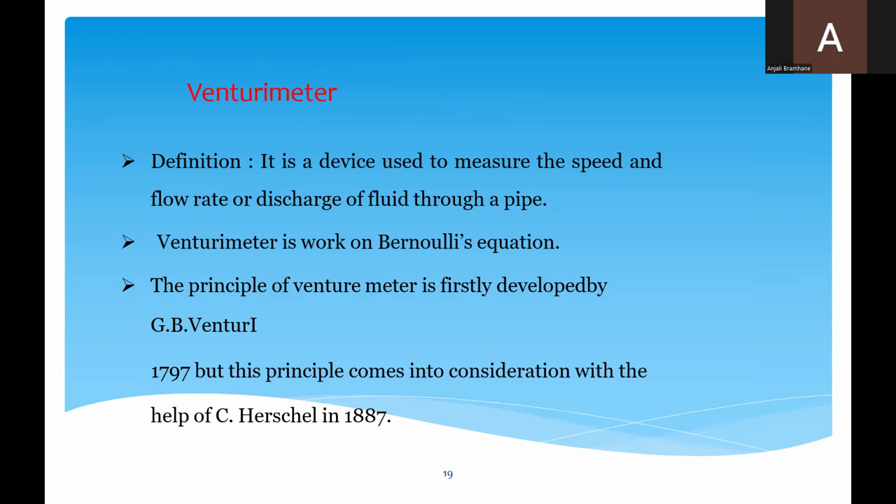First, venturimeter. The definition of venturimeter is it is a device used to measure the speed and flow rate or discharge of fluid through a pipe. Next, venturimeter works on Bernoulli's equation. The third, the principle of venturimeter was first developed by G.B. Venturi in 1797, but this principle came into consideration with the help of C. Herschel in 1887.